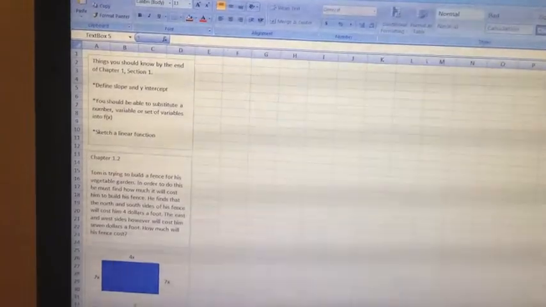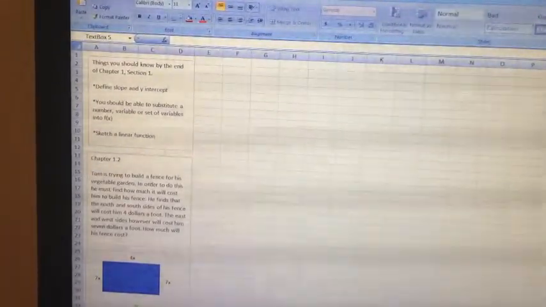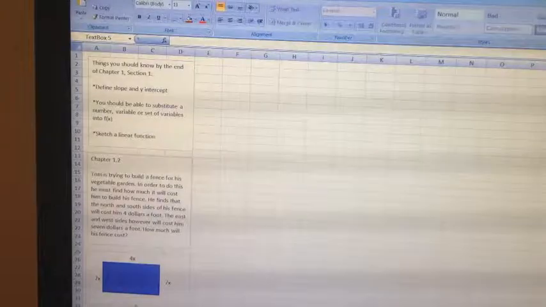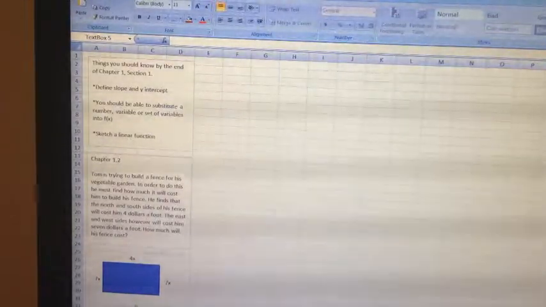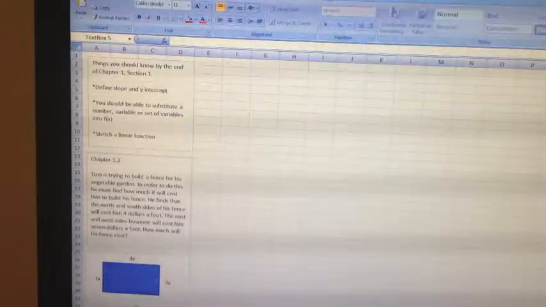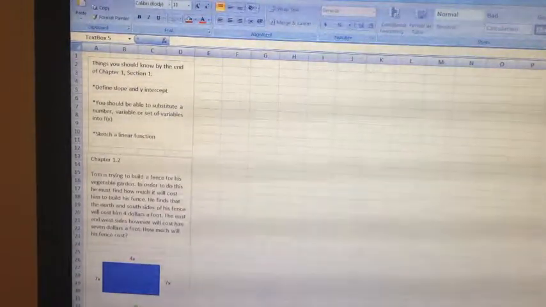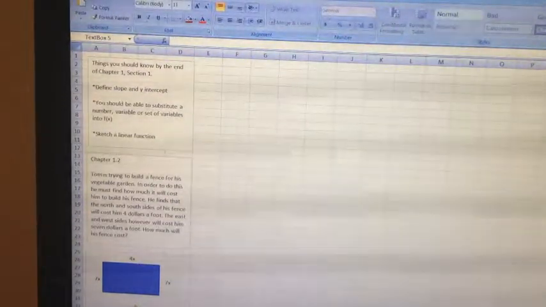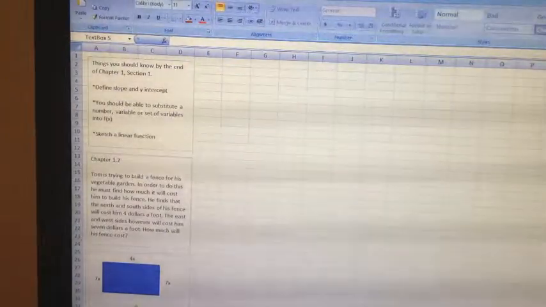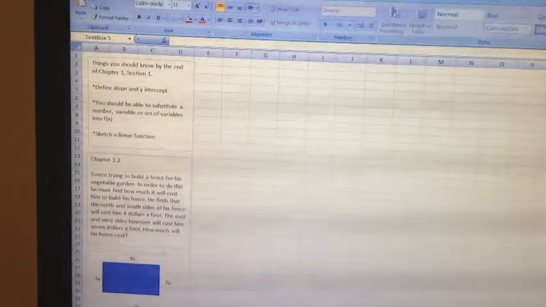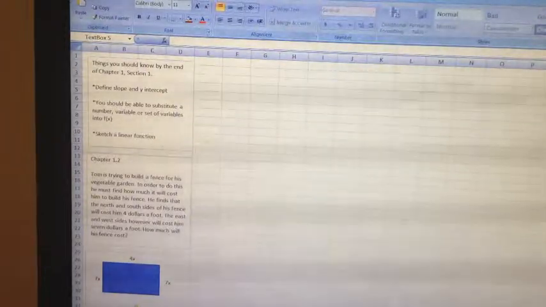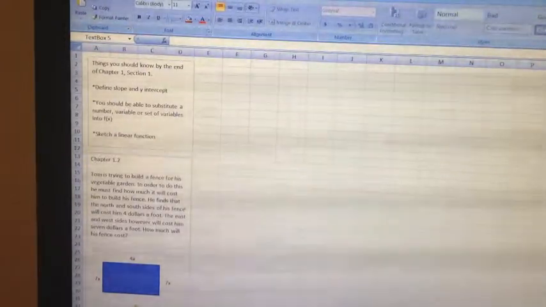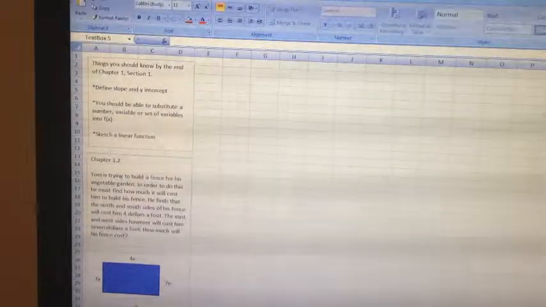Now that we have finished Chapter 1, Section 1, we're going to backtrack and define what things we've actually learned. By the end of this section, we should be able to define what a slope is and what a y-intercept is, and we should be able to apply those concepts into the actual problems. We should also be able to substitute a number, a variable, or any set of variables into an f of x equation. Other than that, we should be able to sketch a linear function. Now we are going to move on to Chapter 1, Section 2.